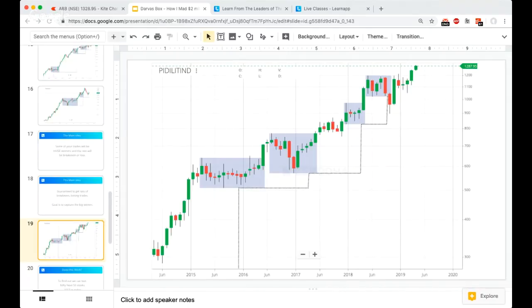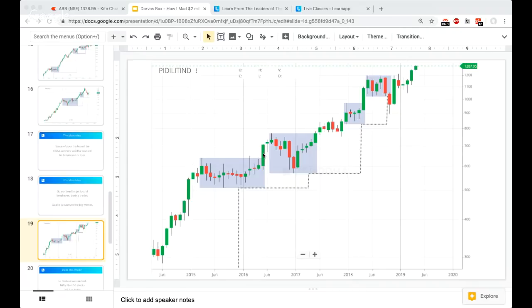What's the difference between blue and green box? Actually, it's only blue. There is no green. Exit, that's right. Awesome. So this is why I like this system, because it's easy to learn, easy to follow. But yeah, it needs lots of patience, right? So Pidilite, this is it.